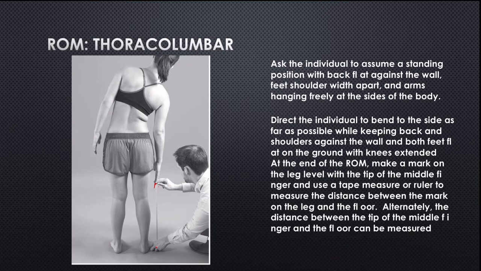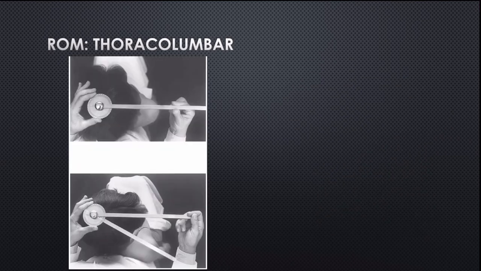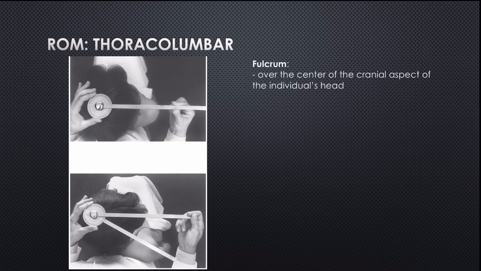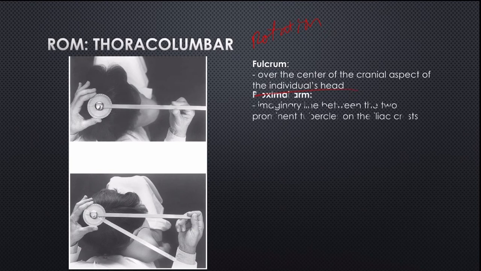So that's why the goniometer is highly advised in terms of measuring this. Okay, then thoracolumbar rotation. For rotation, the fulcrum is somehow the same as earlier for the cervical region, but this is rotation of the thoracolumbar. Over the center of the cranial aspect of the individual's head, still the same as mentioned.